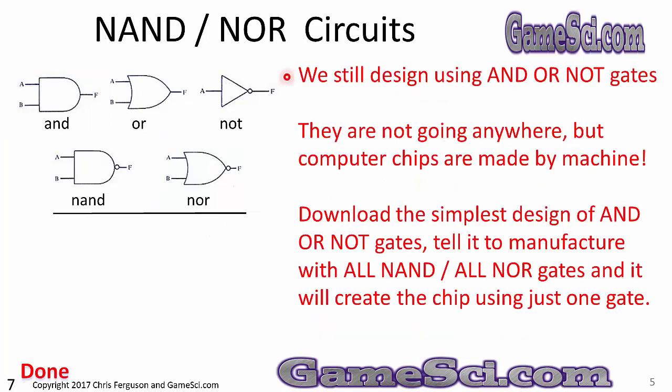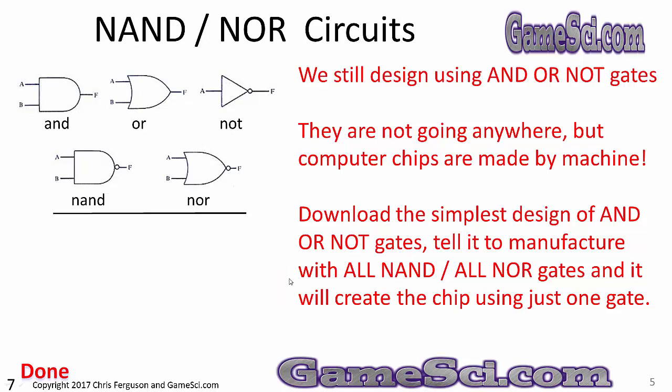We still do the design using AND, OR, and NOT gates. They are not going anywhere. But computer chips are made by machine. You download the simplest design of AND, OR, and NOT gates, tell it to manufacture with all NAND gates or all NOR gates, and it will create a chip using just one gate. It comes down to simplicity.